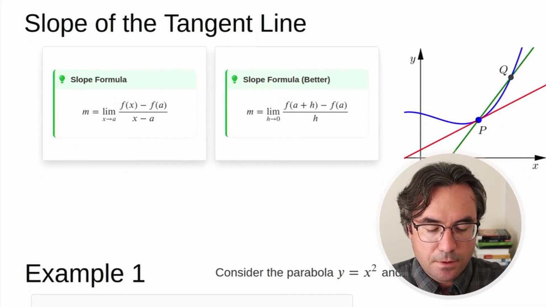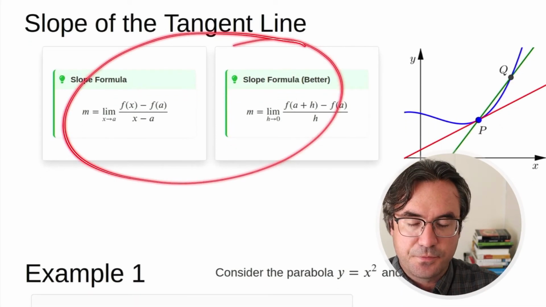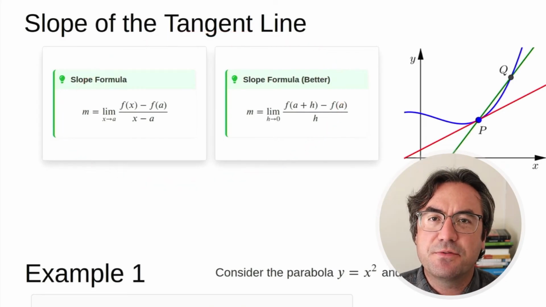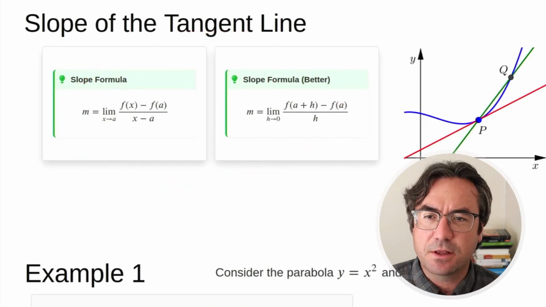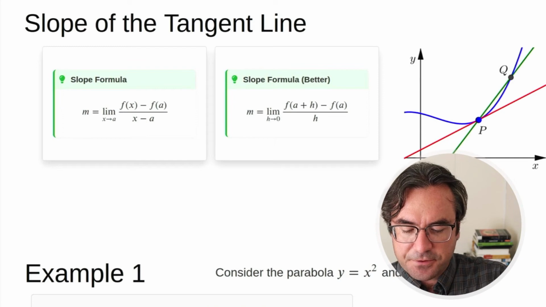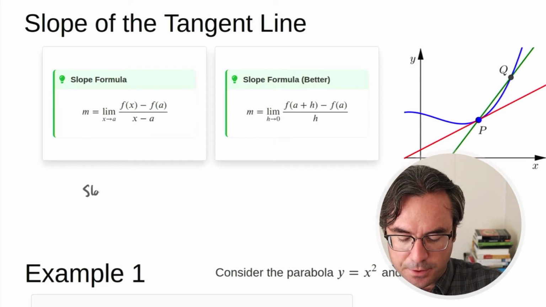So we're going to look at the slope process here, how we find the slope of our tangent line. We'll look at this in class. But first, let's figure out the slope of the secant line.